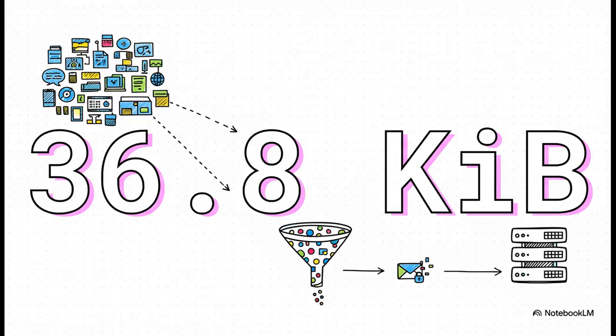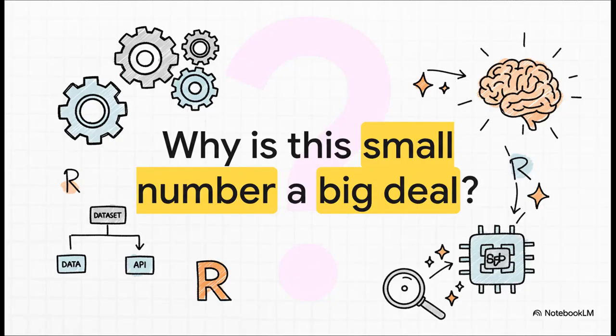And just look at the result. This number from the execution plan says it all. By aggregating first, the total amount of data that actually needed to be shuffled across the network was tiny, just under 37 kilobytes. That is a massive difference. Now, 37 kilobytes might not sound like a huge number on its own, but why is this such a big deal? Understanding this really reveals the genius behind Spark's performance.